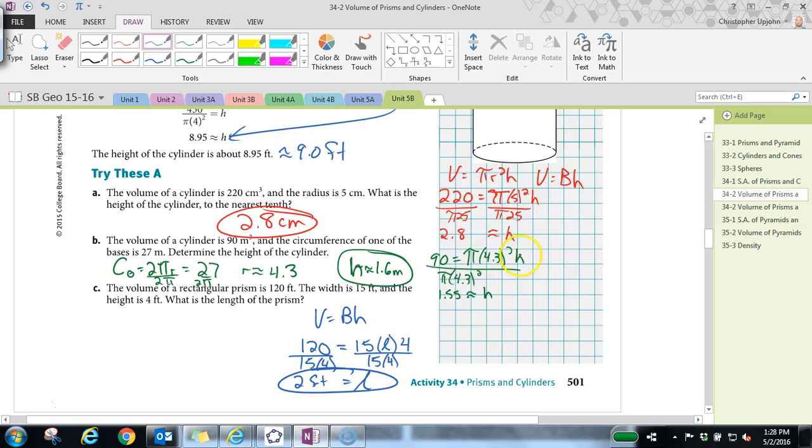Volume equals pi r squared times height. Divide by pi and r squared. We get that our height is about 1.55, so 1.6 meters.